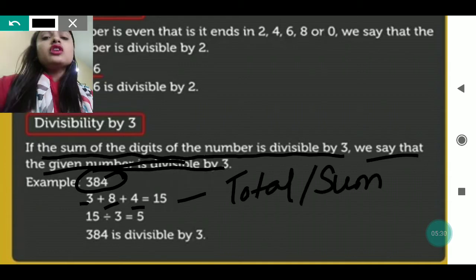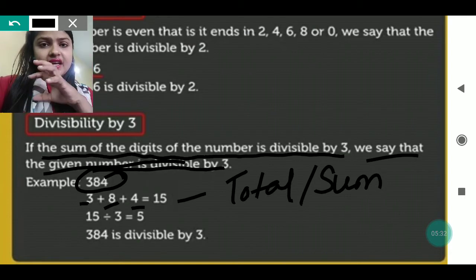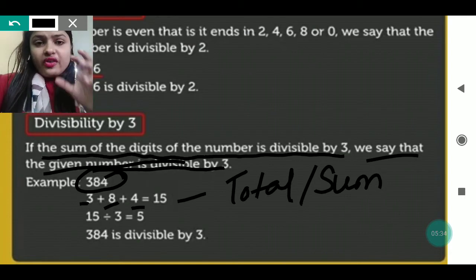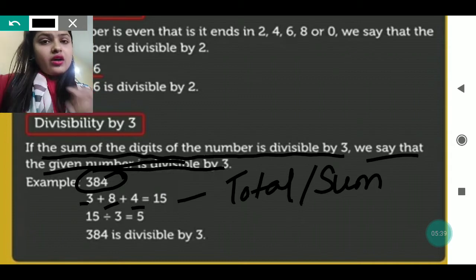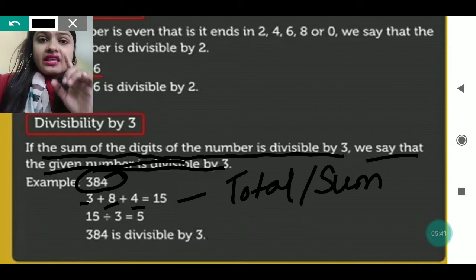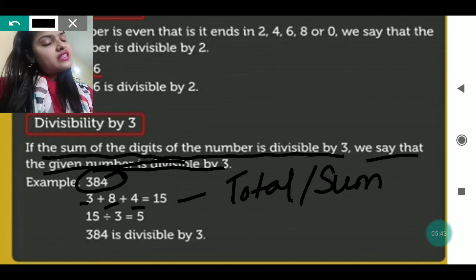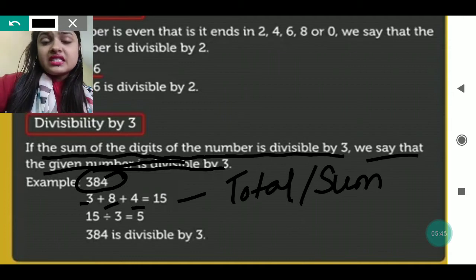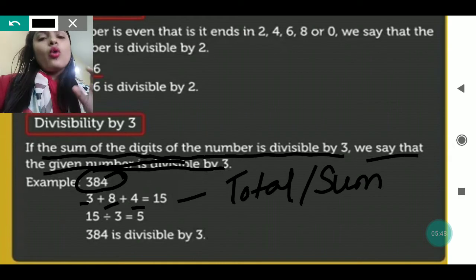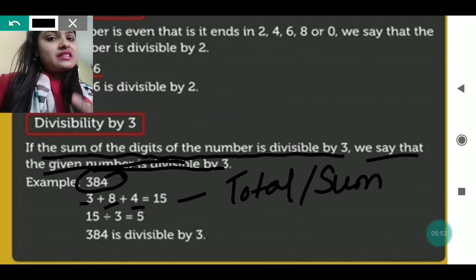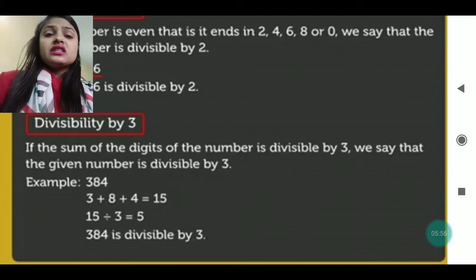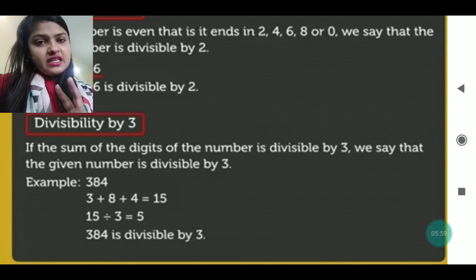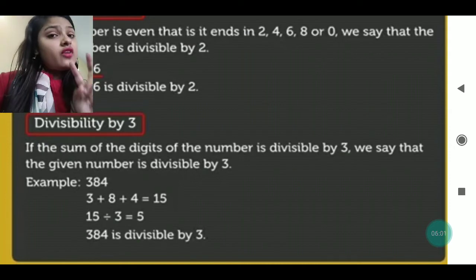The sum of the total which you are getting after adding all the three numbers is 15. If that 15 is divisible by 3 completely, then it means that 384 is also divisible by 3. So how can we find whether a number is divisible by 3? By adding all the digits, and if that sum is divisible by 3, then the whole number is divisible by 3. Okay, so these two we have discussed: the divisibility of 2 and the divisibility of 3.